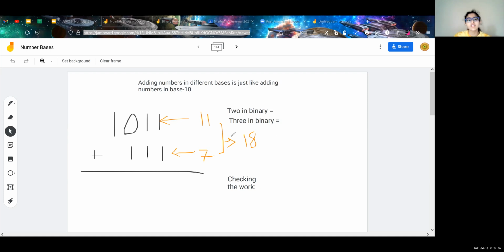Okay, so this is 18. So 11 plus 7 is 18, right? And then to convert 18 into base 2, we know that the greatest power of 2 that fits into 18 is 2 to the power of 4. 2 to the power of 4 is 16. So 18 minus 16 is 2. So 2 to the power of 3 would have 0, 2 to the power of 2 would have 0, 2 to the power of 1 would have 1, and 2 to the power of 0 would have 0. So the answer would be 1, 0, 0, 1, 0, right? So that's one way you can do it. You convert it to base 10.